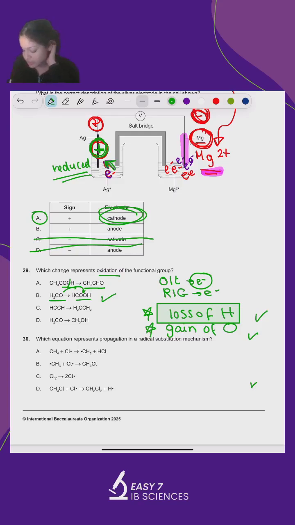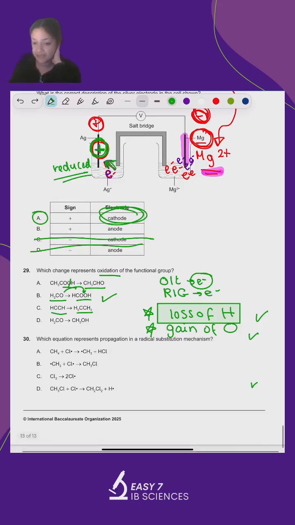Okay? This one, there's no oxygens being passed around. It's not oxidation. Also, it would be oxidation if I was losing hydrogens, but in fact I'm gaining hydrogen, so C is incorrect. H2CO to CH3OH. Here I am gaining hydrogens, really, because I'm having 3 hydrogens, so it would be reduction, not oxidation.